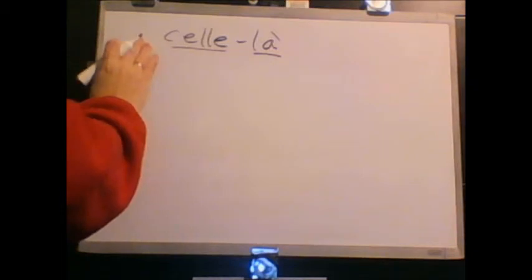That one. Celle-là. Okay? So celle comes from cravate, which is feminine, and we add là because we want to make the distinction between this one and that one. This is that one.